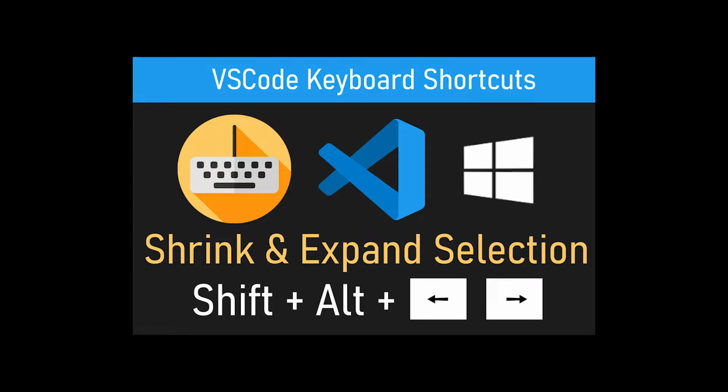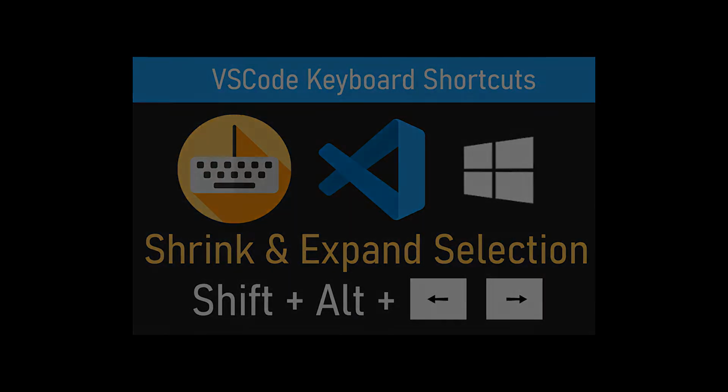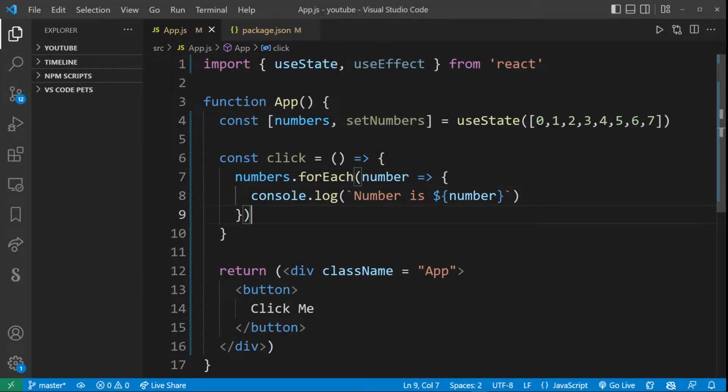This VS Code keyboard shortcut is called Shrink or Expand Selection. And in this short video, we're going to take a look at how it works. Here I have some basic React code and a click handler.